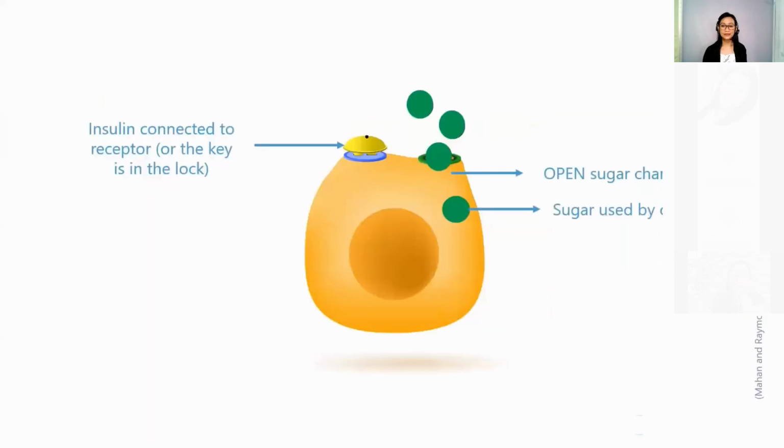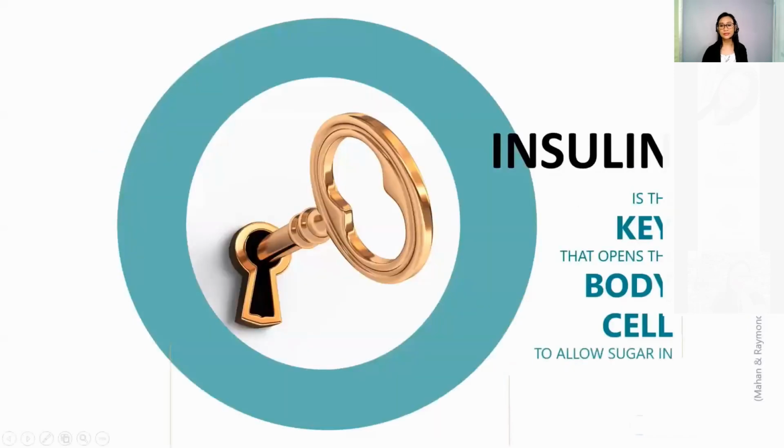Okay. So this is how it works. So yung insulin is like a key. Hindi makakapasok yung sugar, etong sugar, sa cell kung walang insulin. So may receptor tong insulin. Yung cell natin, may receptor siya for insulin. So once na pumasok itong insulin, parang lock and key, mag-o-open tong channel for sugar. So yung insulin is like the key that opens the body cell to allow sugar in.